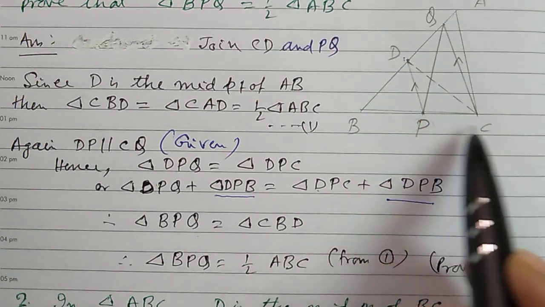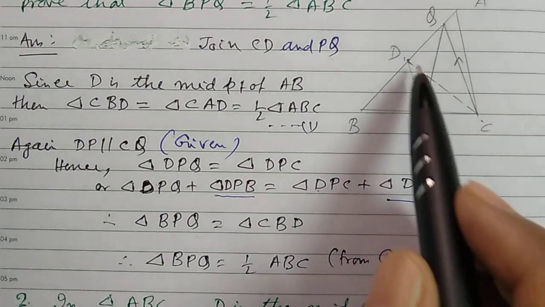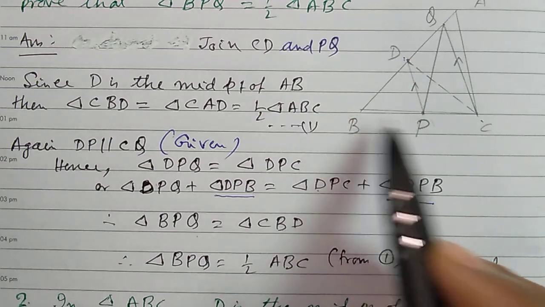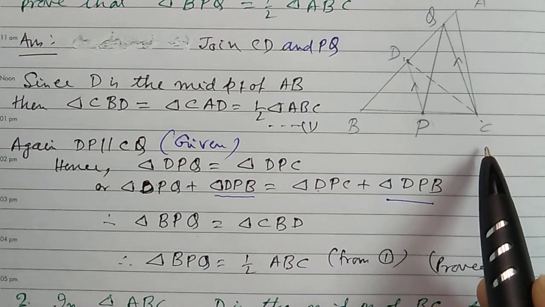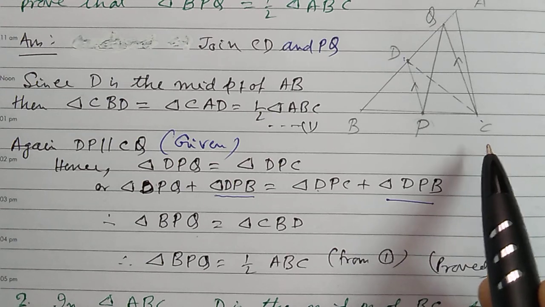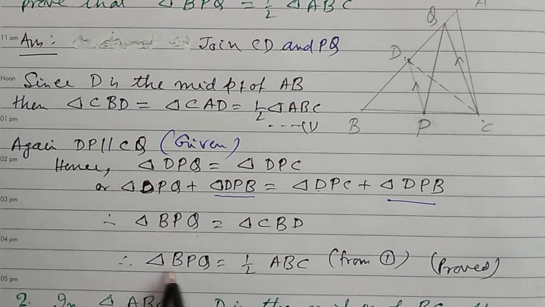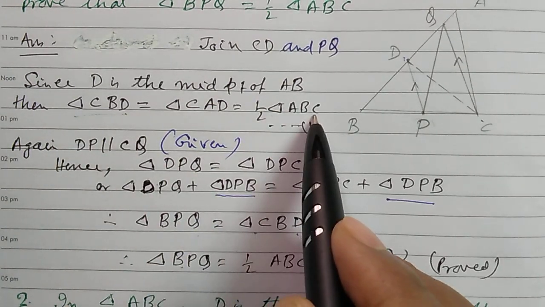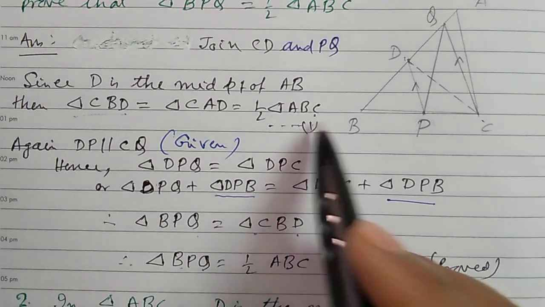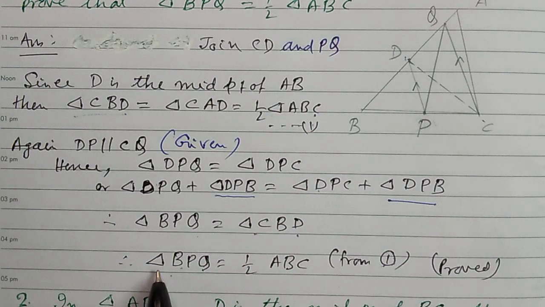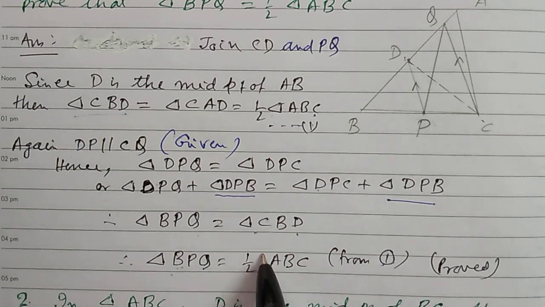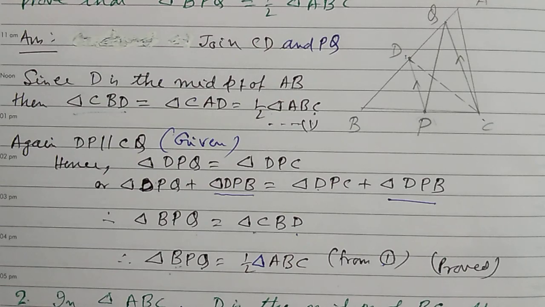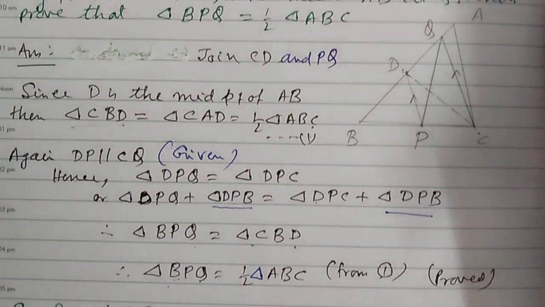DPC plus DPB equals CBD. Hence, area of BPQ equals CBD. We know that CBD equals half of ABC, and using 1 we can write area of BPQ equals half of area of ABC. Hence, we prove our problem.